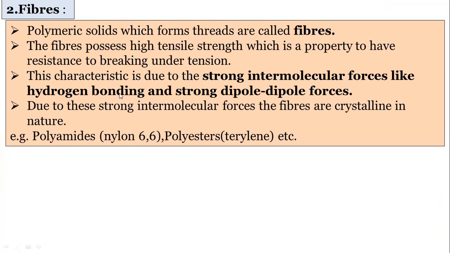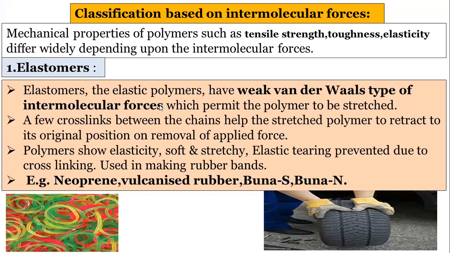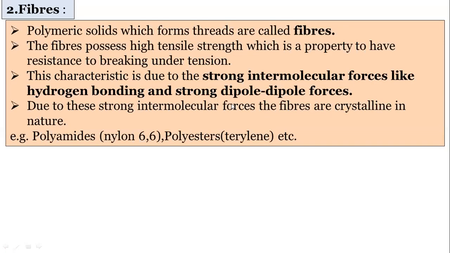This particular property of hardness is due to strong intermolecular forces like hydrogen bonding. In the case of fibers, strong intermolecular hydrogen bonding is present, and strong dipole-dipole forces. And in elastomers, weak van der Waals forces are present. That's why the elastomers can be easily broken. But the fibers have strong intermolecular forces like hydrogen bonding, so these cannot be broken easily. They have high tensile strength.